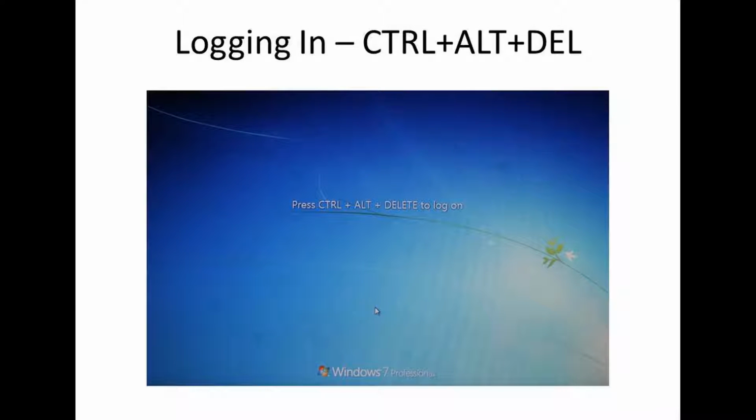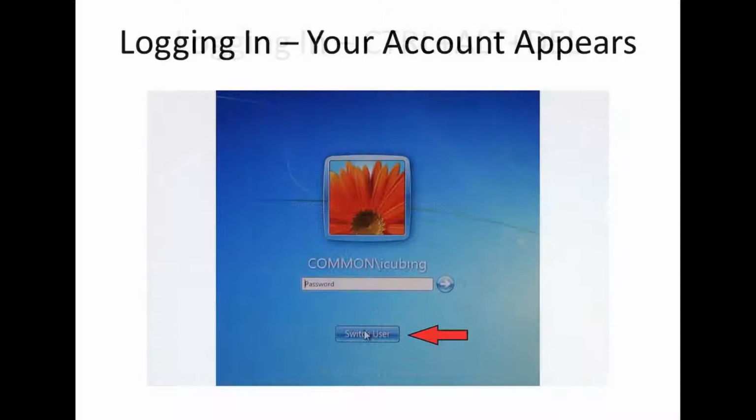Logging in. The PC will stop on a blue Windows 7 Professional screen that says, press Ctrl-Alt-Delete to log on. Hold all three buttons on the keyboard at the same time. The screen will change to show an image icon, a user account name, and an open text field to enter a password. If your account name appears on the screen, you can type your Active Directory password and hit enter or click on the right-facing arrow.